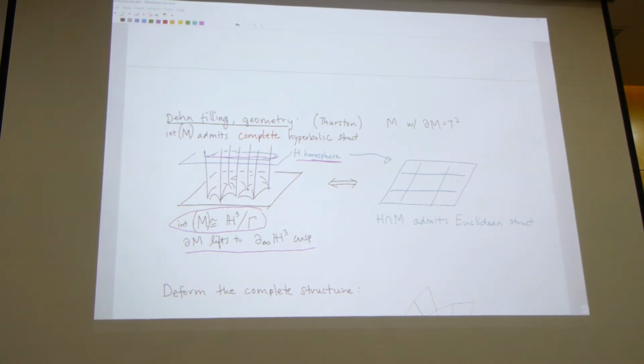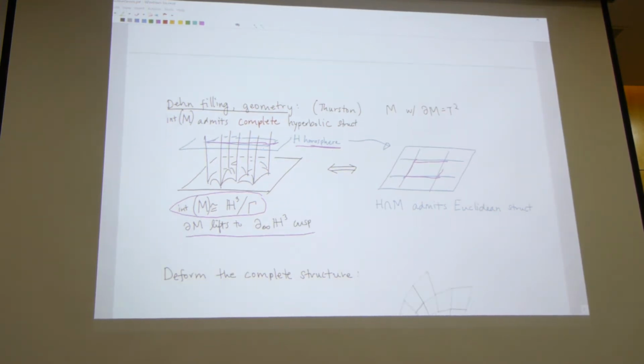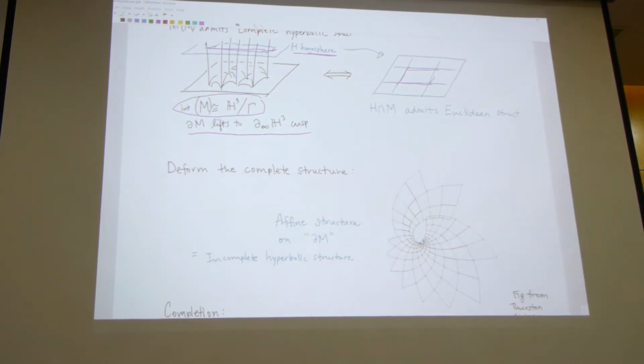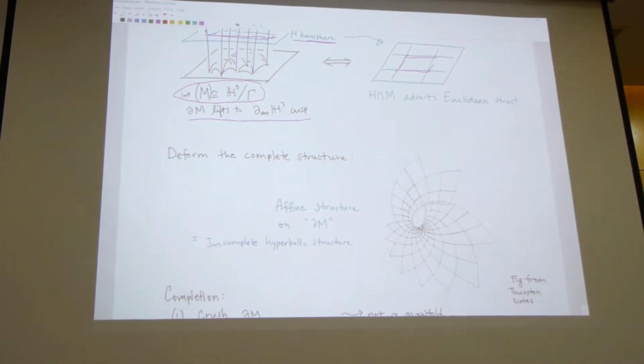And you get a complete structure if and only if on this horosphere you get a complete Euclidean structure on your torus. So you'll have some sort of a tiling of your horosphere by parallelograms that fills out the plane. Okay, so this is an if and only if condition for a complete structure. But if you deform this complete structure, then you will get incomplete structures, and you will get affine structures on your torus. This is a picture that I took from Thurston's 1979 notes.